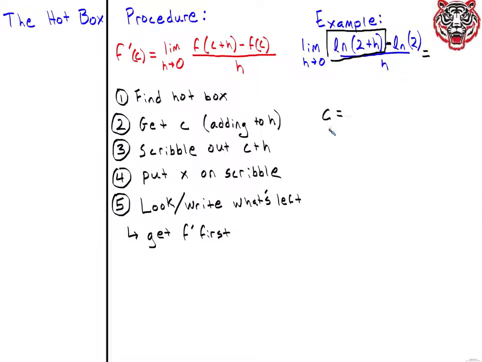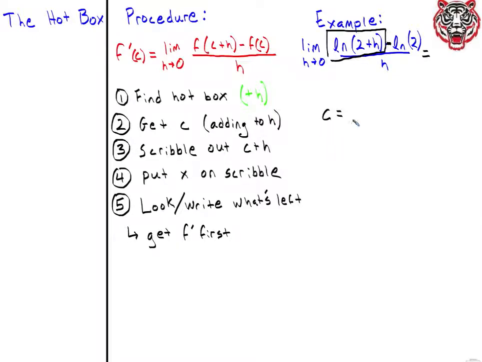Wait, how do we know that that's a hotbox? So the hotbox is the thing that has H in it. It's two terms, something plus something. It'll have something plus H. Are you okay with this? I'm so sorry. What is C though?